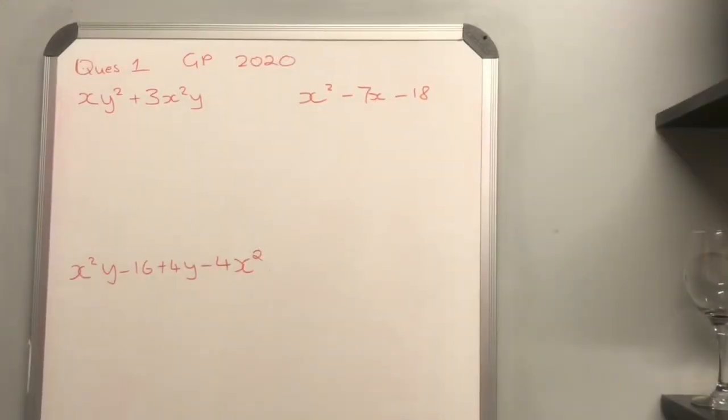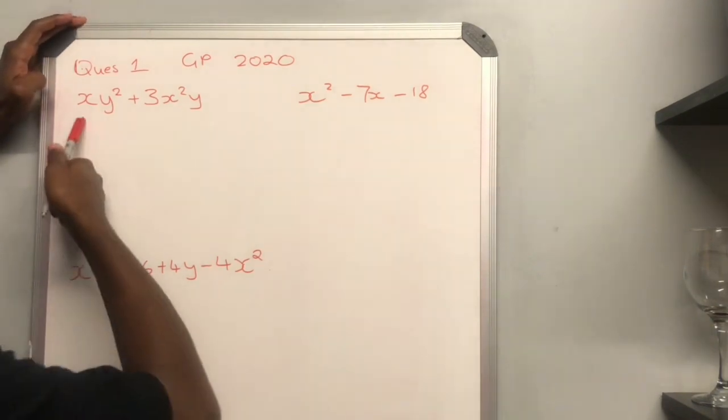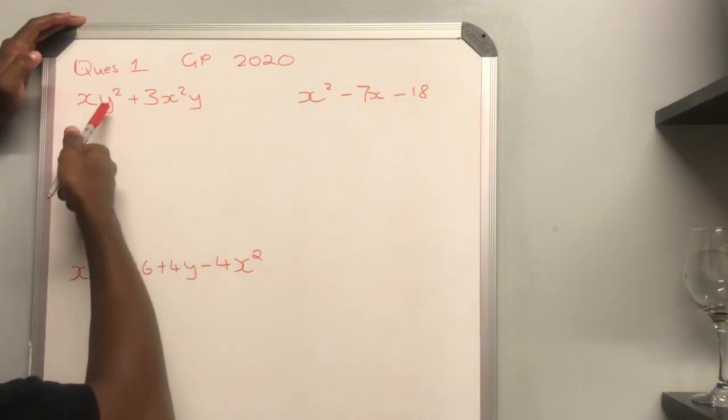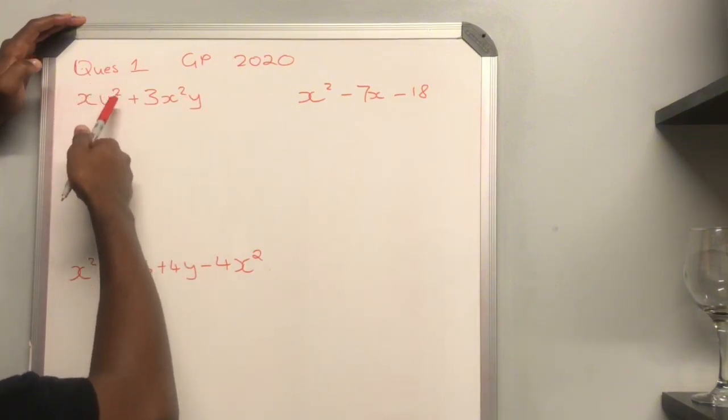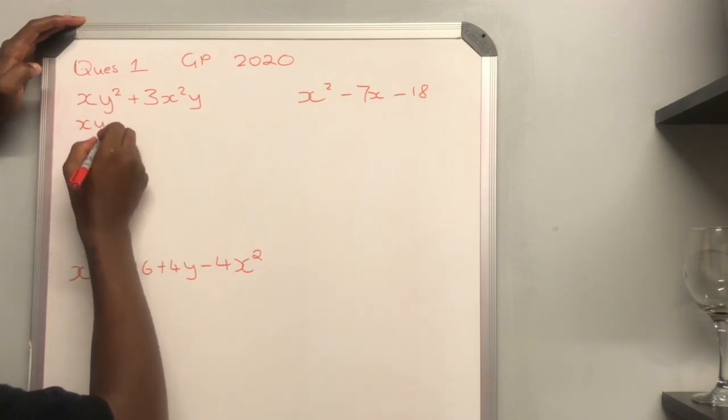We're back to the question series. Question 1 again. Now we're into Gauteng 2020. So question 1 says factorize fully. Factorize means we put everything in brackets. So can you see the common factor here? There's an x, there's a y, there's an x, there's a y. So there's x to the power of 1 here. So the common factor is x and y.